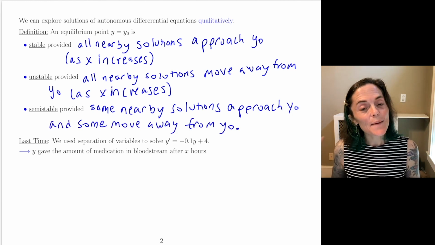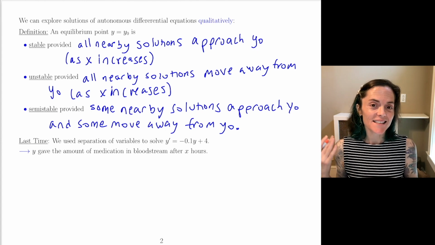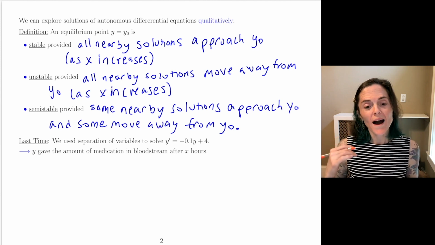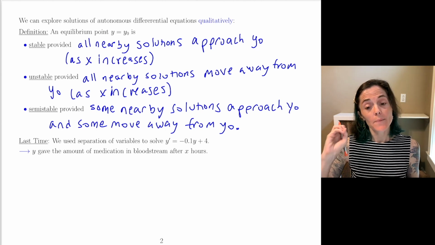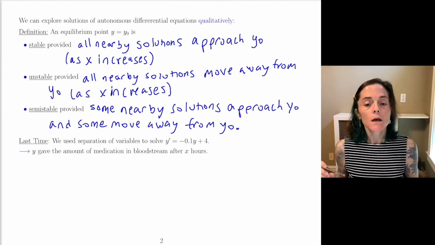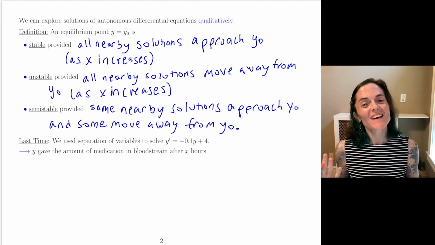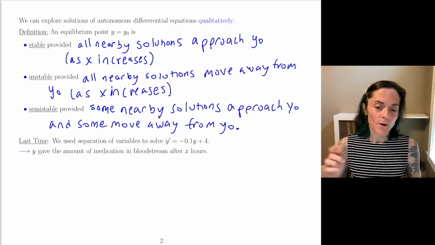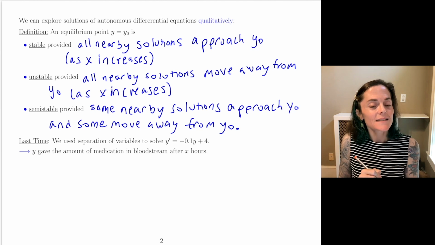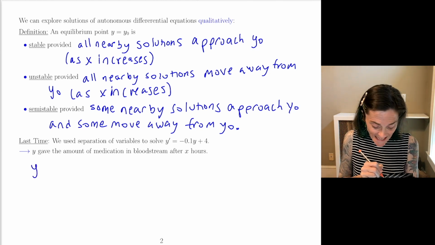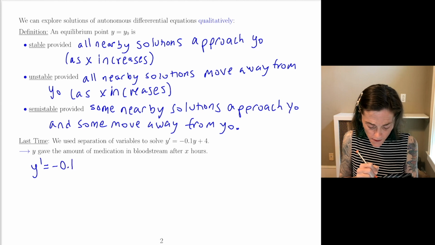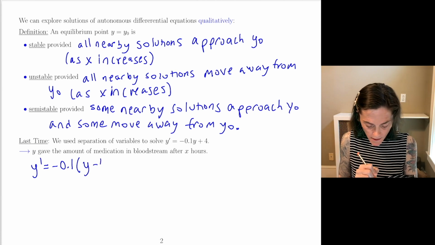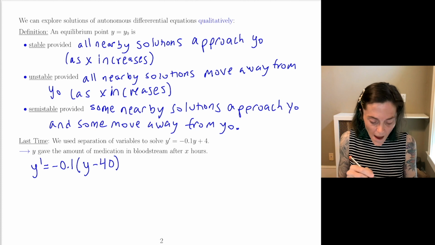Let me take you back to this example from the last video, which we used separation of variables to solve. As I mentioned at the start, this y gave us the amount of medication in the bloodstream after x hours. So let's solve for the equilibrium solutions here, and we can figure out stable, unstable, or semi-stable. I'm going to factor out the minus 0.1, just as we did to solve. It makes it a little bit easier to look at. And then we have y minus 40. This is capital F of y.